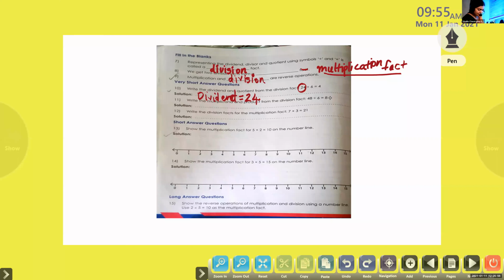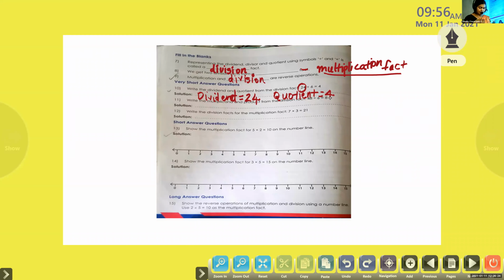Ma'am, for that eighth question, we get two division facts from a multiplication fact. Yes, you have cut that fact because I don't have space over there. That's why I cut and wrote. So, ma'am, we have to write? No, you can write in the same space. Okay, ma'am. Thank you.